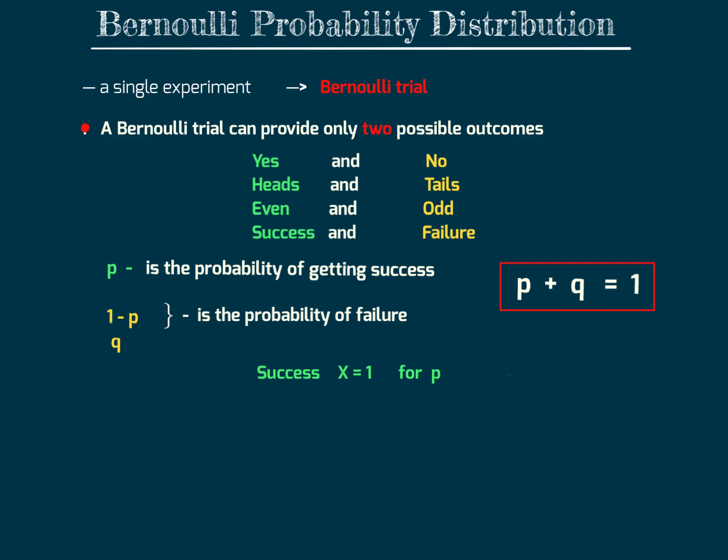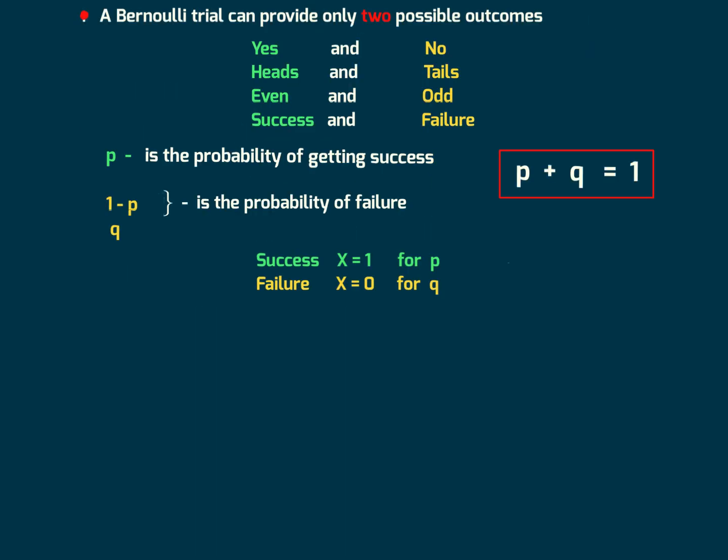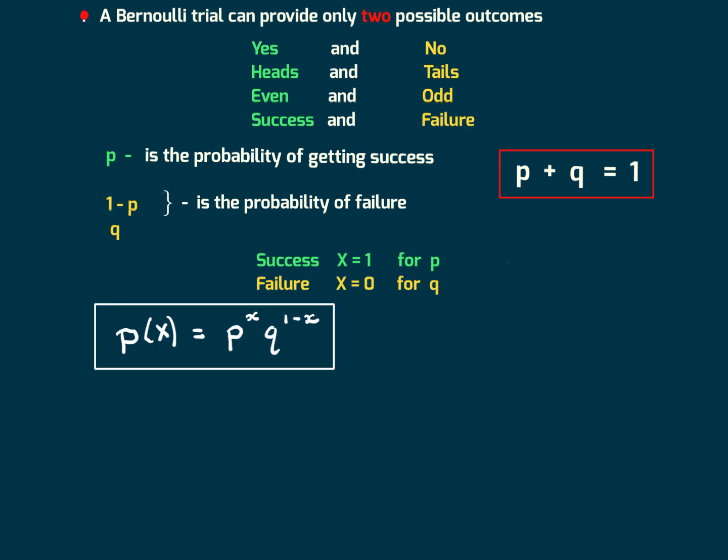And success is usually shown as x is equal to 1 for p, and x is equal to 0 for q, which is failure. So that the probability of our random variable is going to be equal to p to the x times q to the 1 minus x.